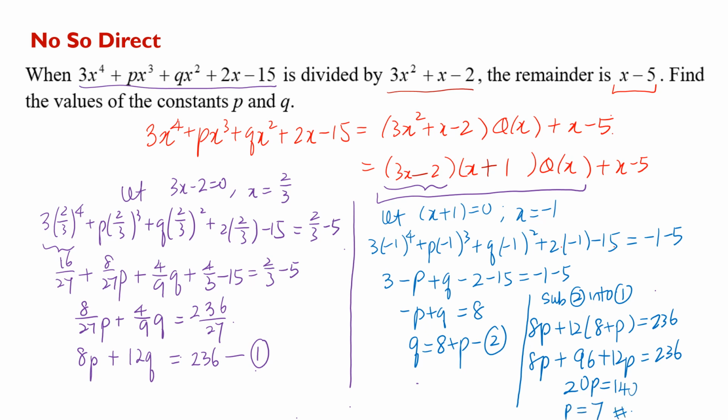Then you can substitute p equals 7 into equation 2. You have q equals 8 plus 7 equals 15. So this is how we can, using the remainder theorem, find the values for the unknowns p and q.